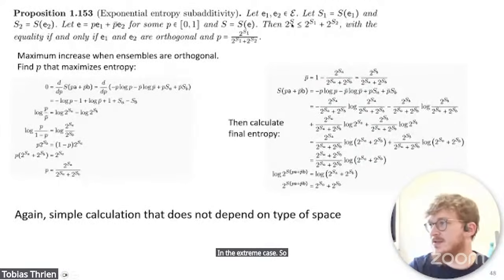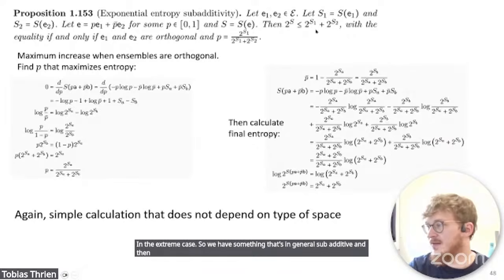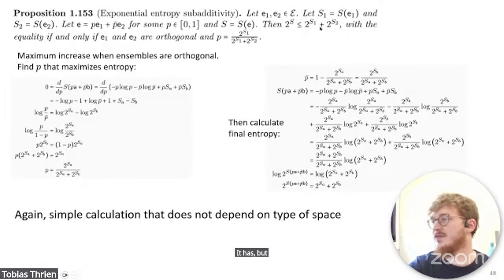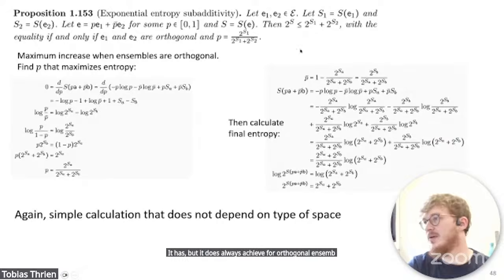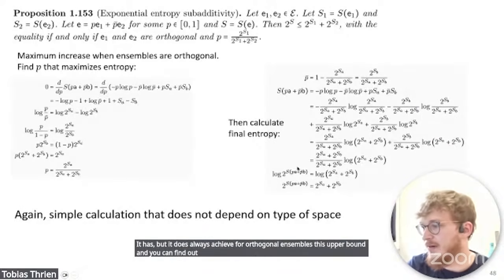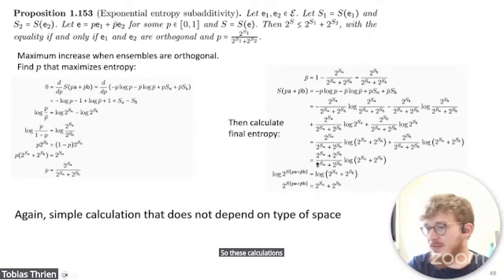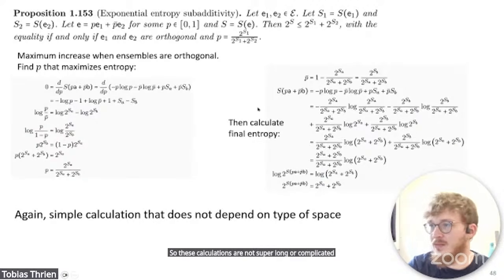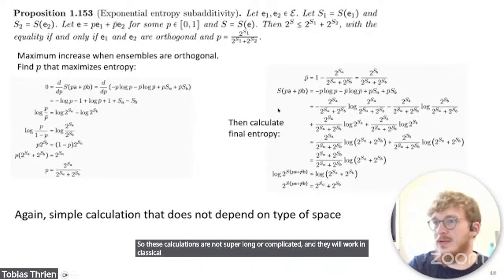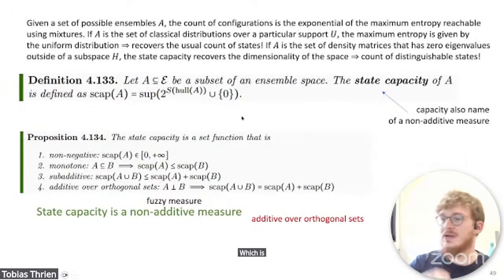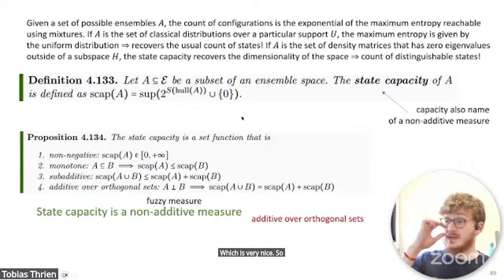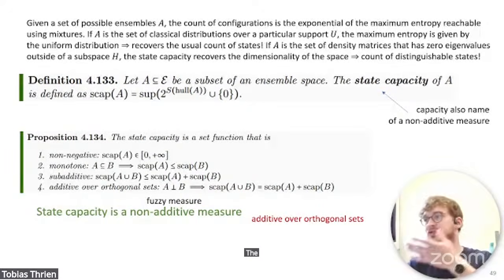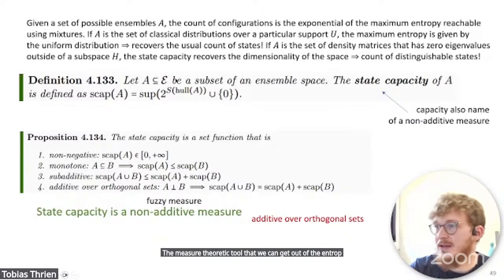So we have something that's in general sub-additive, but it does always achieve this upper bound for orthogonal ensembles, and you can find out exactly where. These calculations are not super long or complicated, and they will work in classical and quantum just the same way, which is very nice. So basically, the measure theoretic tool that we can get out of the entropy, we call it the state capacity.